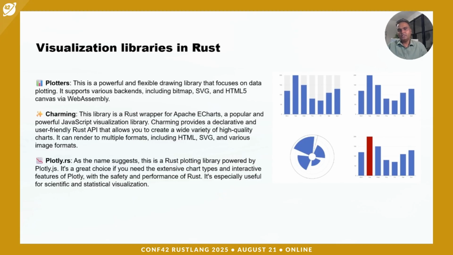Charming is a great option if you are a fan of Apache eCharts. It provides a user-friendly declarative Rust API on top of the powerful JavaScript library. Plotly is an option for more scientific and statistical visualizations, leveraging the extensive feature set of plotly.js.